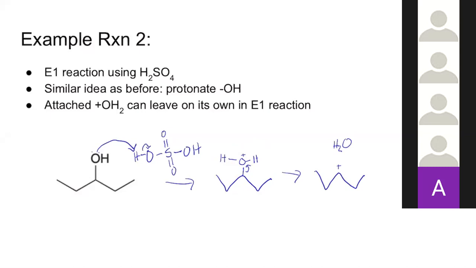So what can happen next is that our HSO4 minus, which is the conjugate base of H2SO4, can act as a pretty weak base. So it can come and snag this hydrogen and complete our reaction. And there we go. Are there any questions about this E1 reaction or the previous SN2 reaction that we just covered?